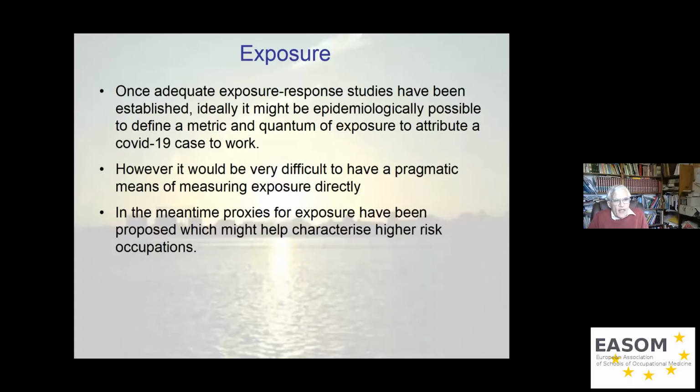Now, in other diseases, if we're dealing with silica, if we're dealing with noise, if we're dealing with radiation, we can measure those things and measure exposure and attribute a likelihood that some disease arose to the fact that the exposure for that individual was high. Unfortunately, with COVID, it's almost impossible to measure exposure directly. It's a very fragile virus, as you know. However, it may be possible to have job exposure matrices, other means, other models to permit us to have a pragmatic means of indirectly estimating exposure.